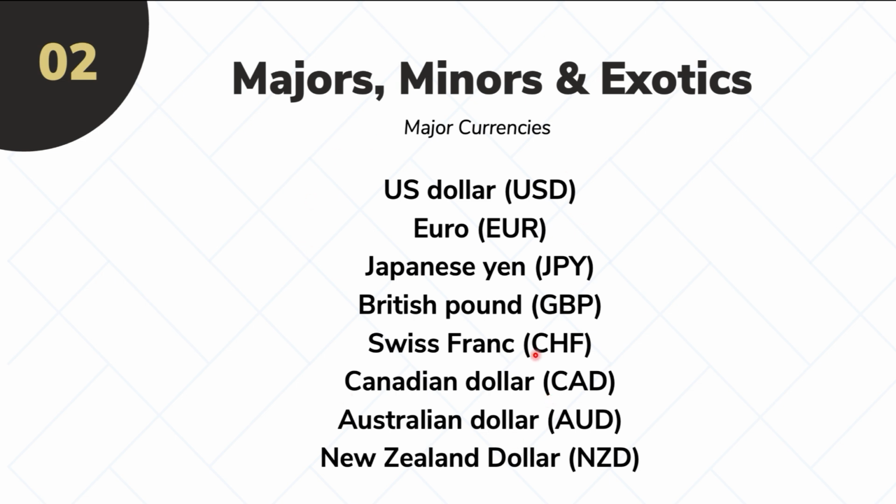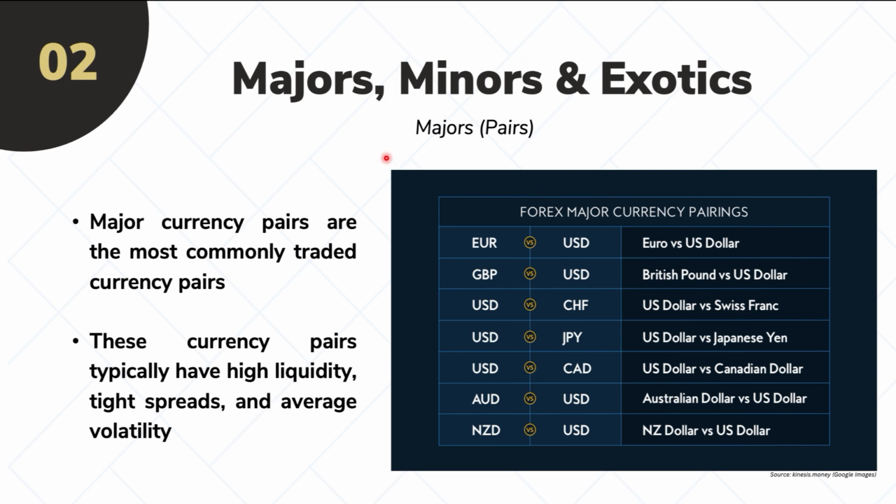The major currencies are the currencies that are the biggest and are traded the most. And in this order is the US dollar, euro, Japanese yen, British pound, Swiss franc, Canadian dollar, Australian dollar, New Zealand dollar. And if you're going to talk about majors in pairs, we're going to talk about majors, minors, and exotics. Major pairs are the most commonly traded currency pairs.